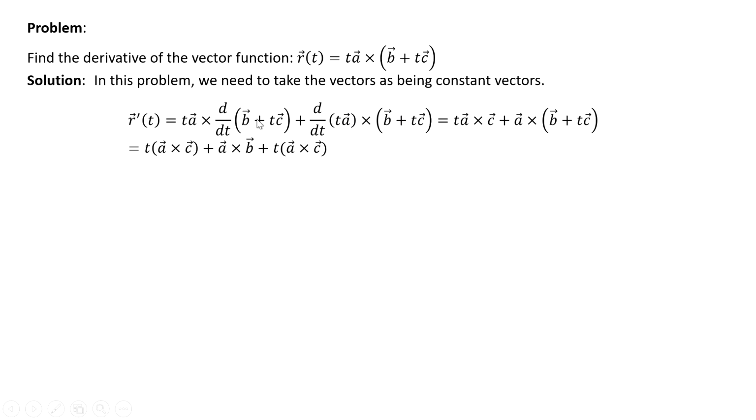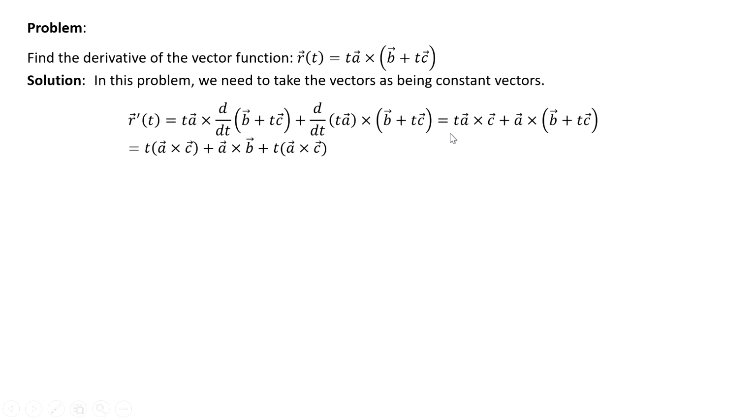Yep, ta times the derivative of this plus the derivative of ta times cross b plus tc. Okay, ta, the derivative of b plus tc, derivative of b is 0. C is a constant, so that just becomes c. So we have ta crossed with c. That's exactly what I have as the first term. Plus d/dt of ta, that's just a, since a is a constant vector, so we have just a. So that's what we see here. Cross this b plus tc, we just write it the way it is.